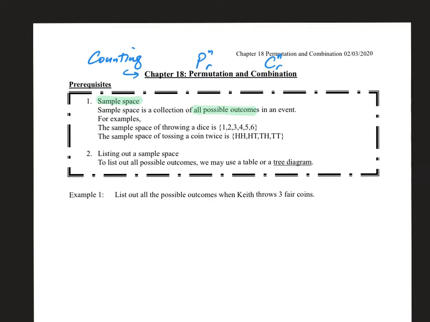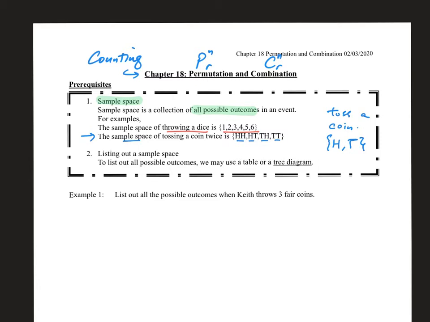For example, if you throw a dice, everyone knows that there are 6 possible results. They are 1, 2, 3, 4, 5, 6. When you toss a coin one time only, you can have head or tail. There are 2 results. In the examples in the notes, you will see that there may be some more, maybe head head, head tail, tail head, tail tail. When you list out all the possible outcomes, we call it sample space.